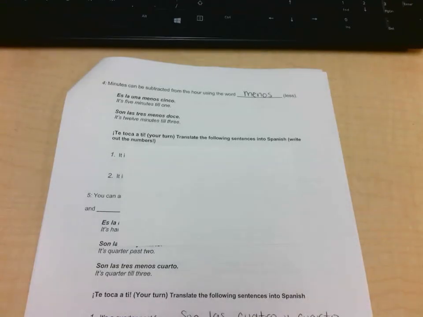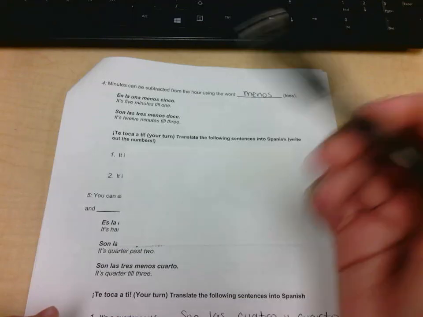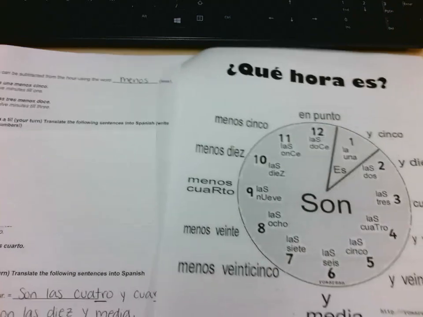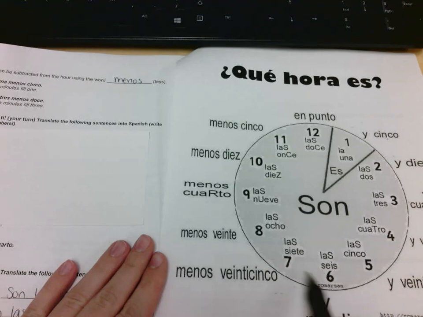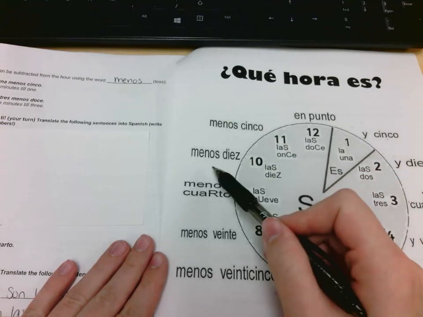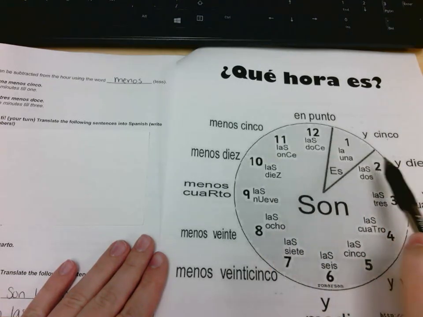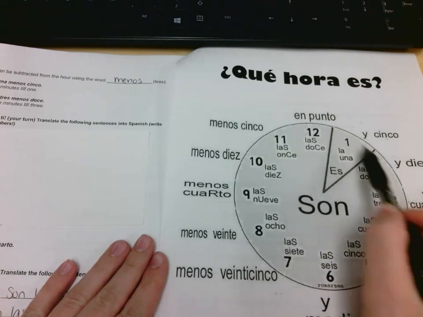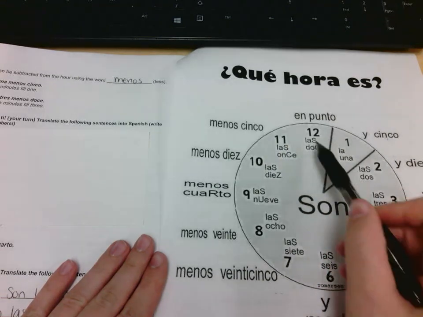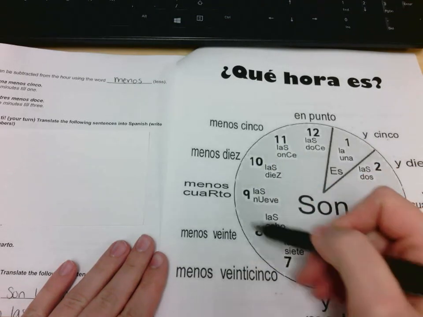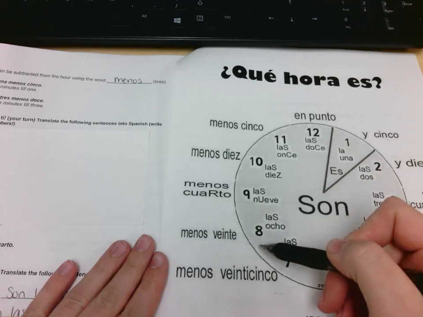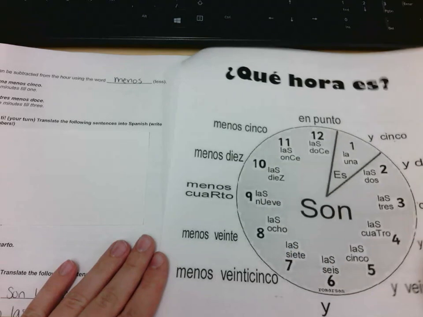Alright, so this side, we are going to learn how to subtract time. Anytime after the 30-minute mark on our clock, we are going to be using menos. Alright, we're going to say it is 2 o'clock minus 5 minutes. It is 3 o'clock minus 10 minutes. Anytime on this side of the clock, we are going to be using menos. That is the proper way to tell time in Spanish.